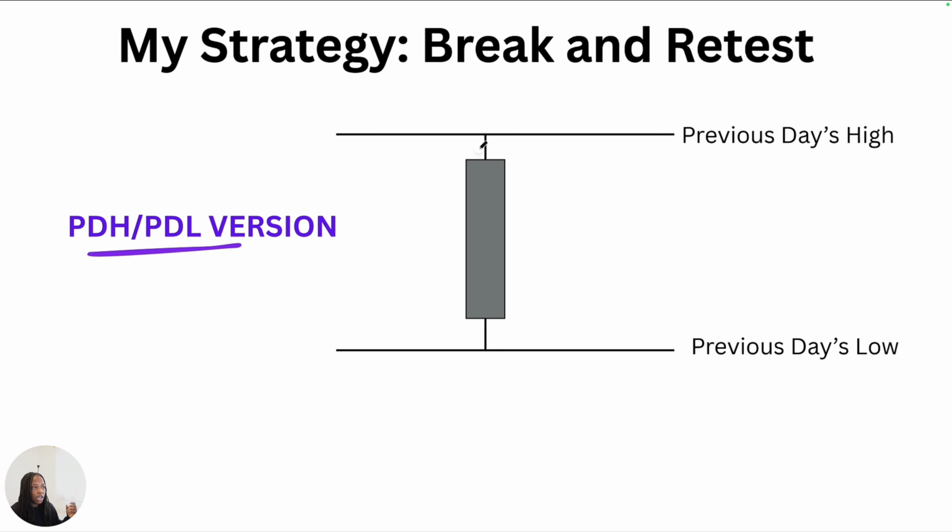With that one, I'm looking for continuation to the upside if we are able to get above the previous day's high. Remember, we trend, right? So if we're able to break a high, there's a high chance we continue higher. So wait for the break, retest, and then we continue higher. Similar thing for the downside: wait for the break, retest, and continue lower.